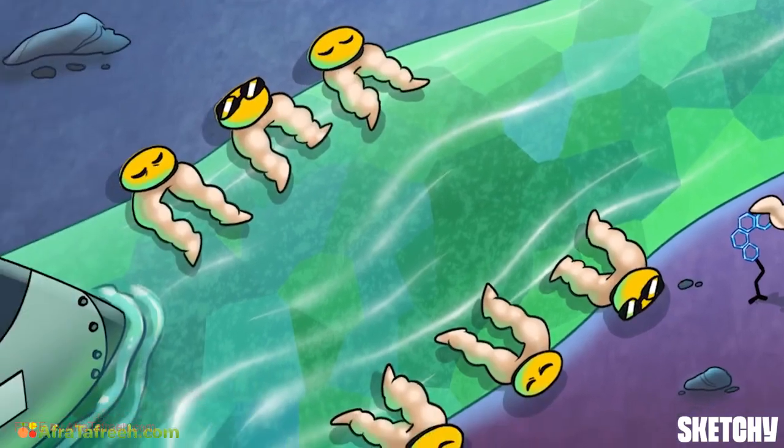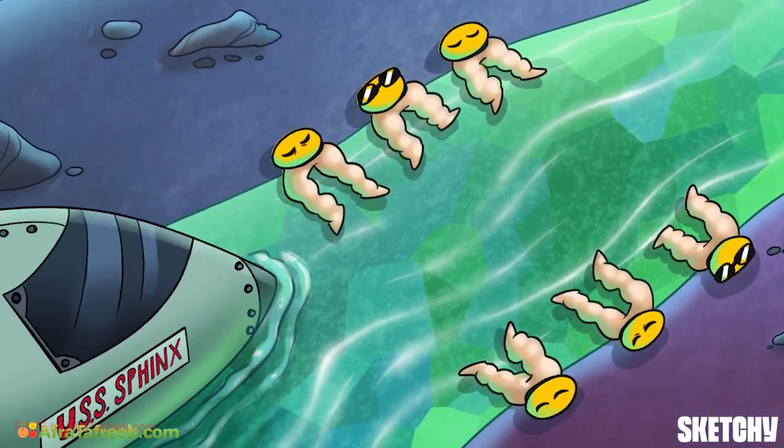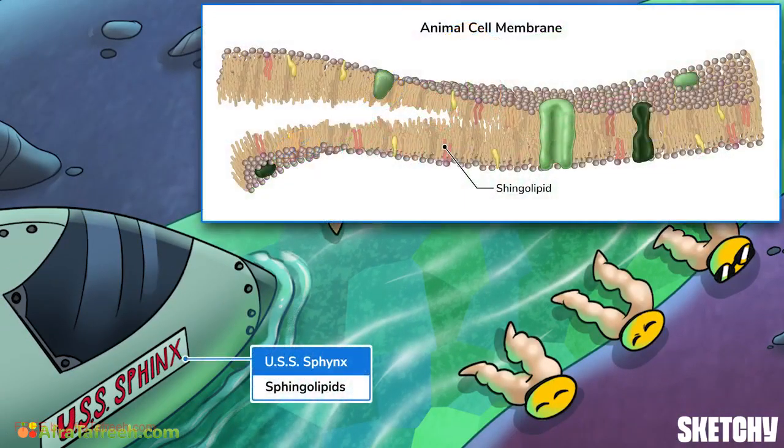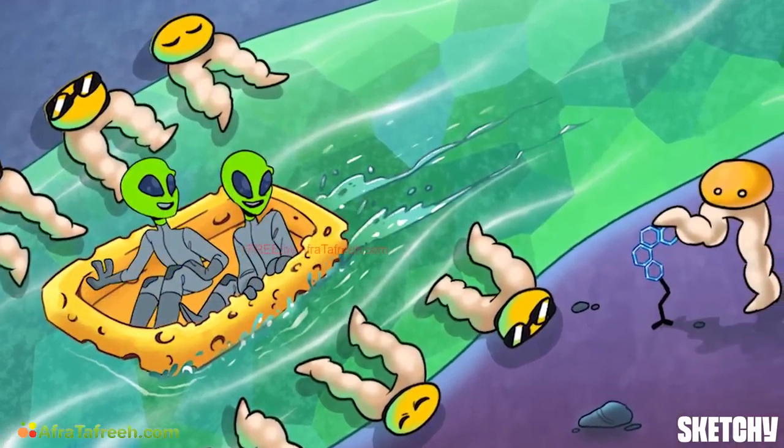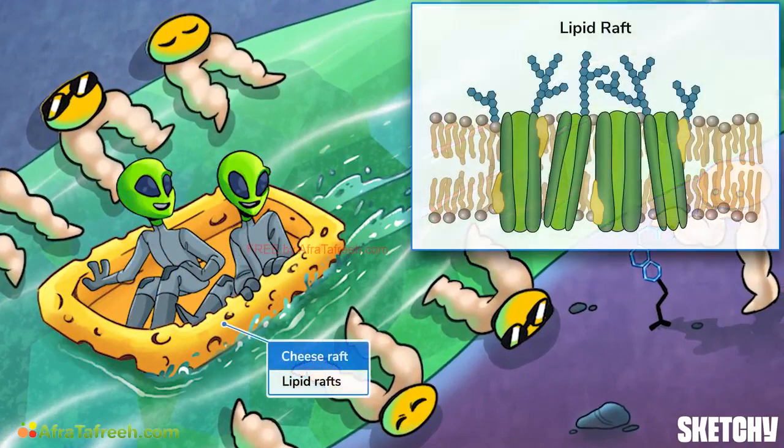And that brings us to the last major category of lipid in the cell membrane, sphingolipids. The cruise ship is called the Sphinx to remind you of sphingolipids. Like phospholipids and cholesterol, they have a hydrophilic head and a hydrophobic tail. The type and quantity of sphingolipids present in a membrane depends on the type of cell, but the details aren't important for now.